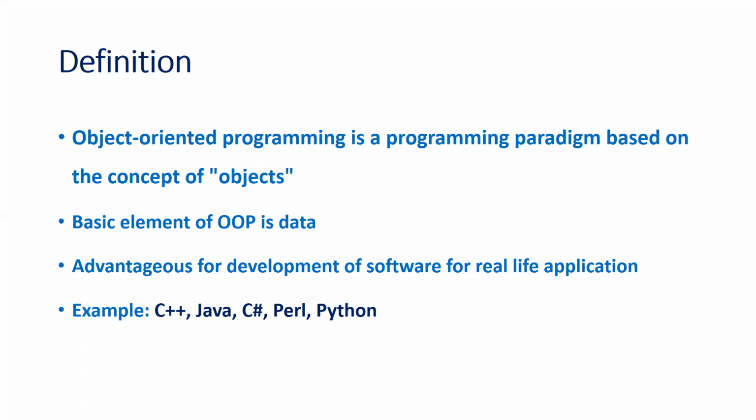So it is advantageous for development of software for real life programming. It is vastly used for solving real life problems using software, to develop software. There are some very popular examples of object-oriented programming languages: C++, Java, C Sharp, Perl, Python. They are very popular languages nowadays. They use the object-oriented programming concept.